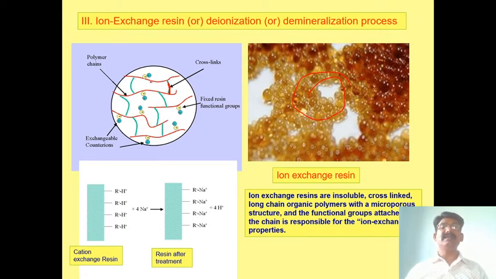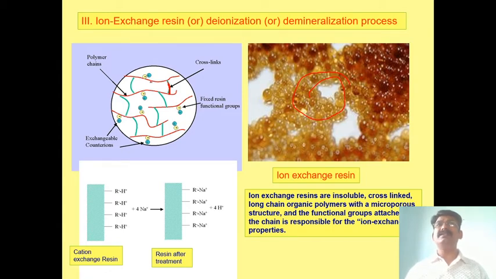So resin is an organic cross-linked polymer having the porous structure, micropores, and it has two functional groups. One is the acidic functional group, another one is the basic functional group. When we use this resin, two types of resins are required for the purification of water. How many types are required? Two types of resins are required. One is the basic resin, another one is the acidic resin.